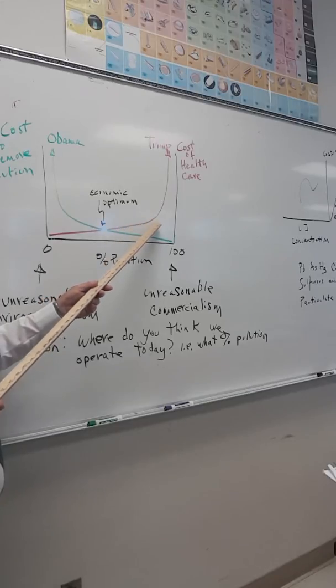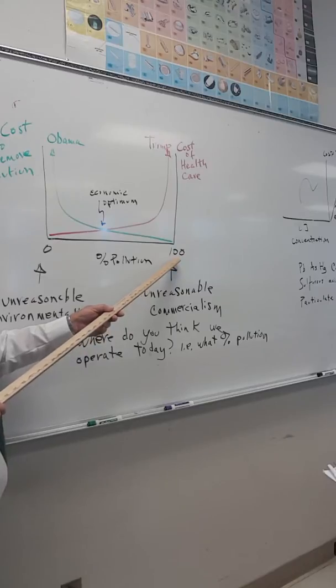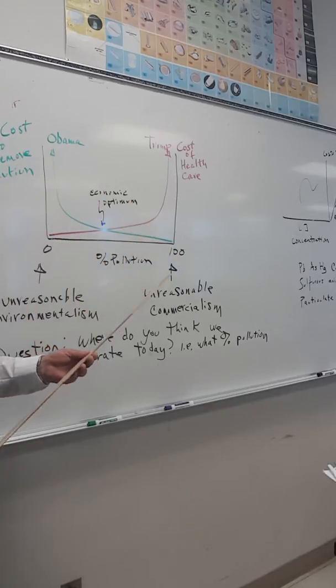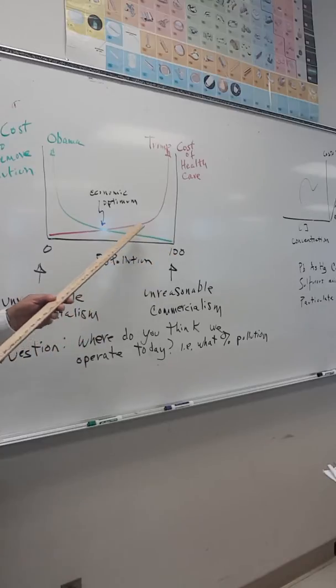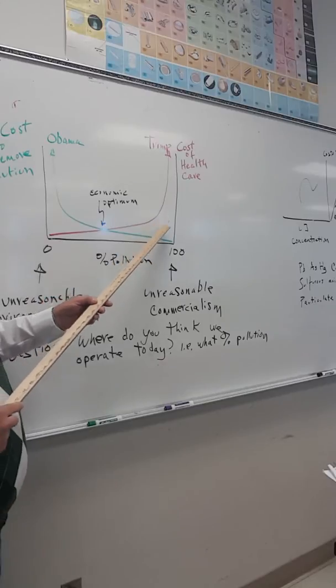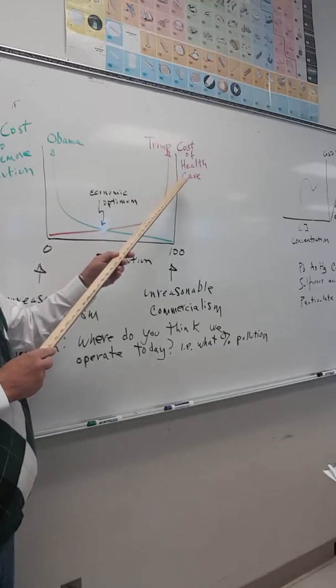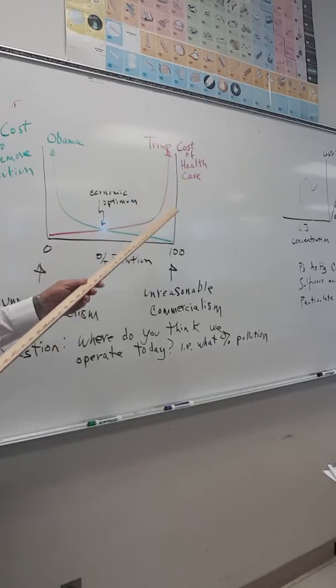You reach a point in the curve, which is called the knee of the curve, yes? What does 100% pollution mean? Very contaminated. It's like one of the major cities in China. You can't see your hand in front of your face. So you reach a point in the knee of the curve in this exponential relationship where any small increase in pollution results in a huge increase in cost. So that's the cost of healthcare.